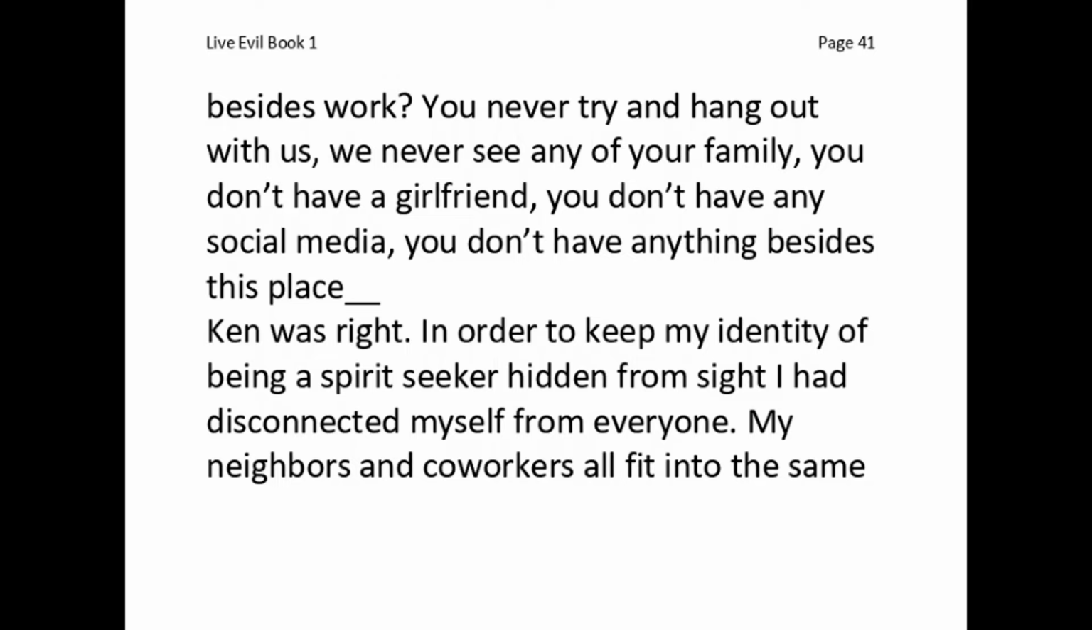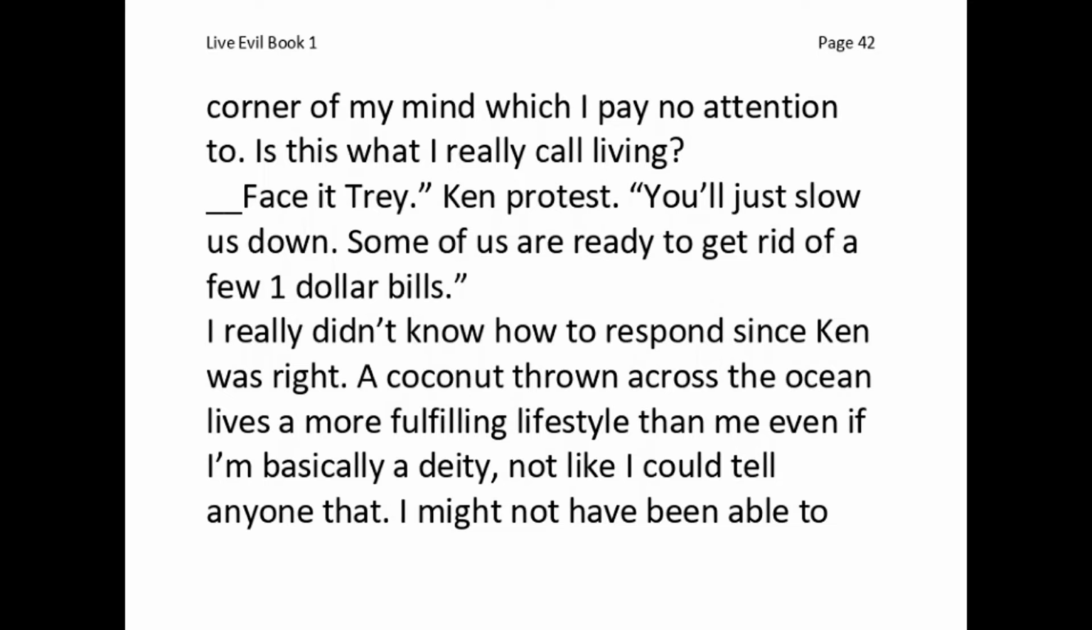Ken was right. In order to keep my identity of being a spirit seeker hidden from sight, I had disconnected myself from everyone. My neighbors and co-workers all fit into the same corner of my mind, which I pay no attention to. Is this what I really call living?